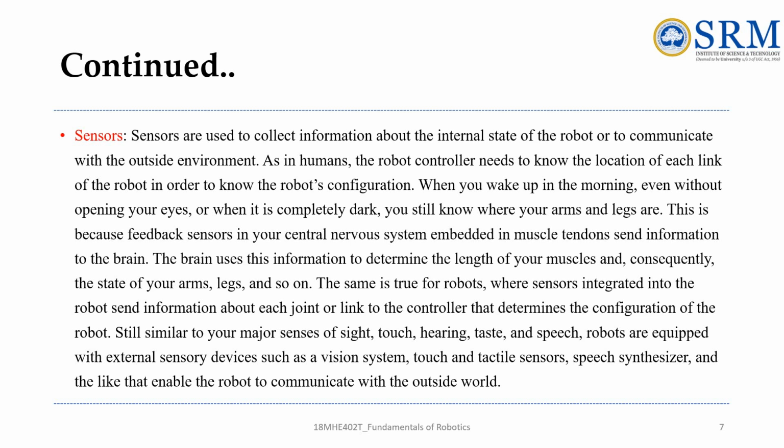Next is about the sensors. Robots use sensors to gather information about themselves and their surroundings. It's similar to how our bodies rely on senses like sight, touch and hearing. For instance, just as you know where your arms and legs are even with your eyes closed, robots have feedback sensors that tell their brains, that is the controllers, where each part of their body is. They also have special external sensors like vision systems and touch sensors to interact with and understand the world around them. These sensors help robots navigate and perform tasks.